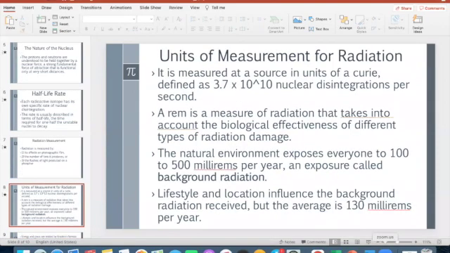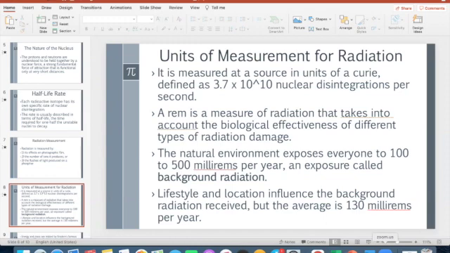The different units of measurement for radiation: it is measured at a source in units of Curie, defined as 3.7 times 10 to the 10 power nuclear disintegrations per second. A REM is a measure of radiation that takes into account the biological effectiveness of different types of radiation damage.